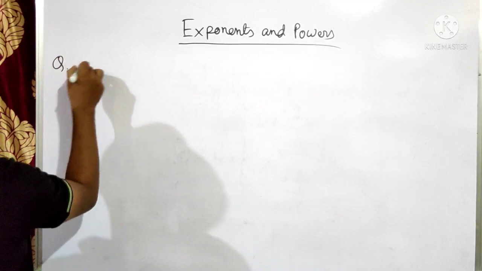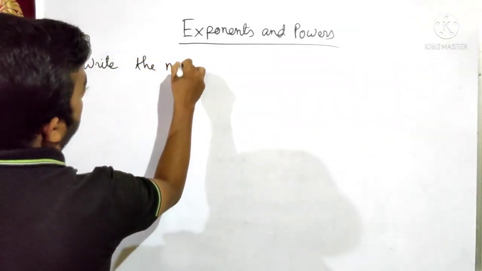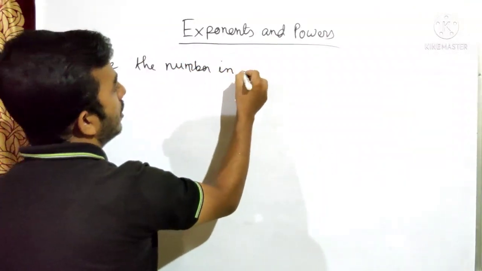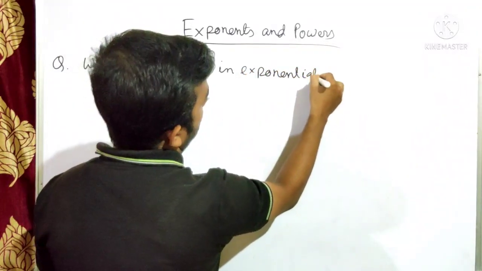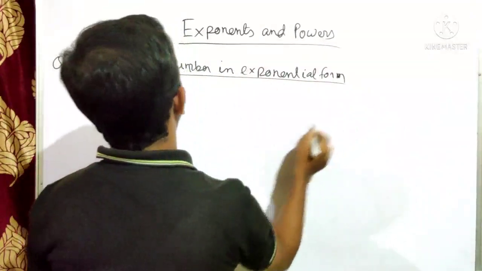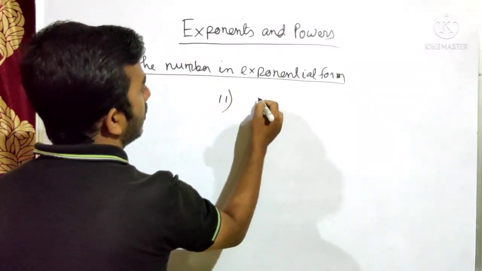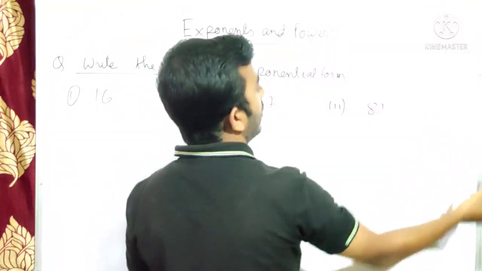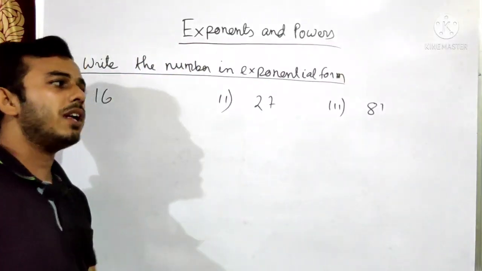Our question will be, write the numbers or express the number in exponential form. For example, number 1, 16. Number 2, 27. Number 3, 81. We have to express these 16, 27 and 81 in the exponential form.